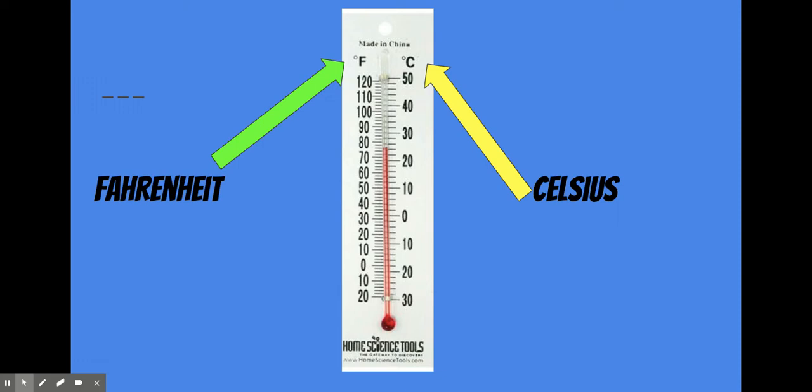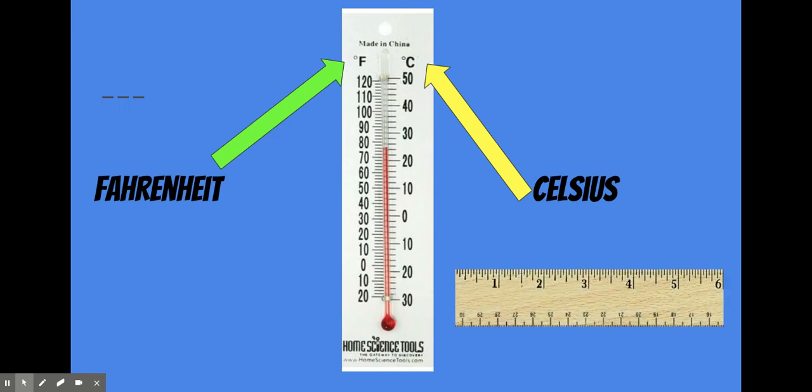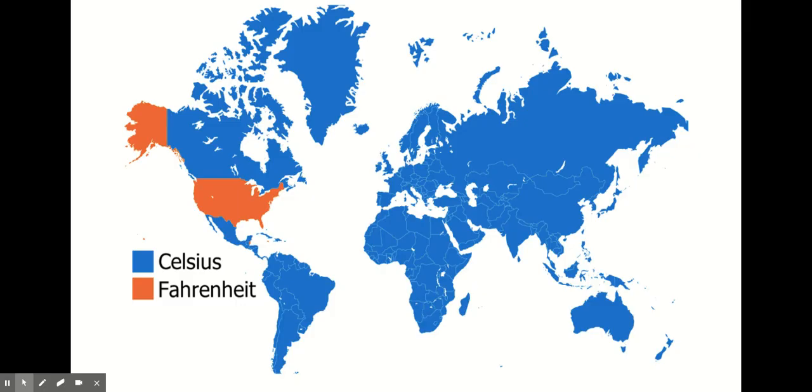These are two different scales that different parts of the world use to measure temperature. Just like a lot of our rulers might include inches and centimeters, we have different scales for measuring the same thing. In the world, Fahrenheit is pretty much only used in the United States, although there are a couple little countries like Belize, for example, that do use it. Celsius by far is used by the majority.